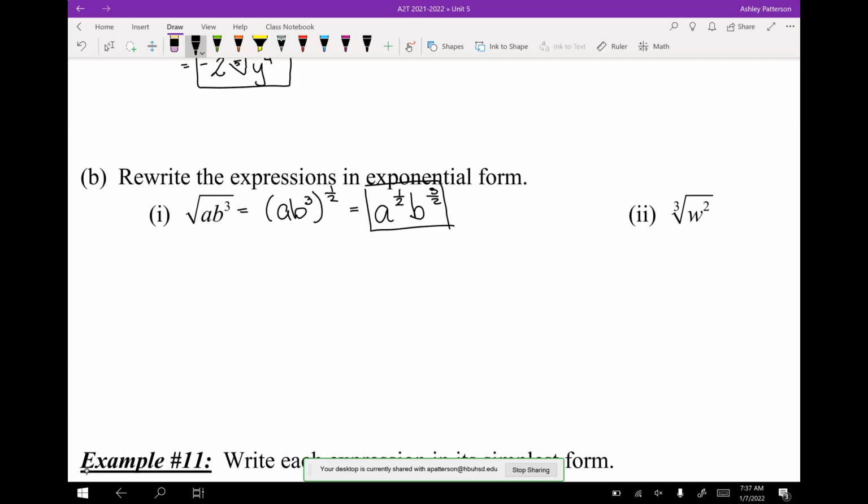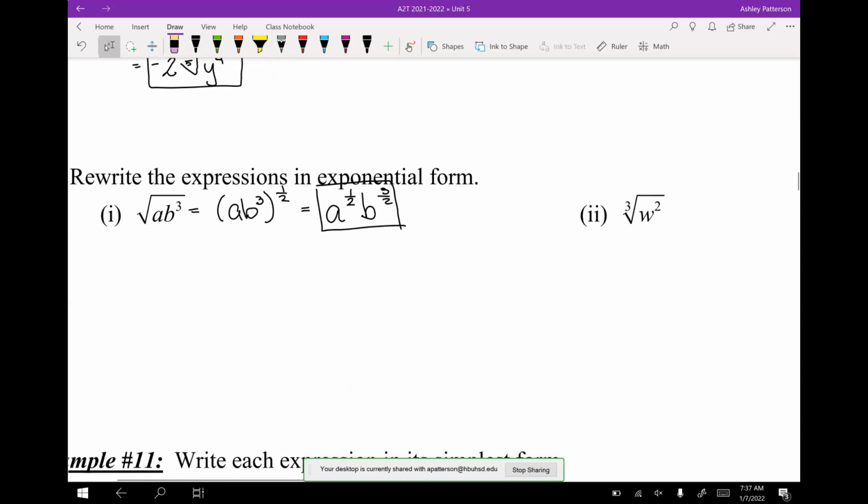Hands up if you have that on your paper, please. Nice. Great, nice job. What about number 2? Can somebody help us? What did you write for number 2? Yes, thank you. W raised to the 2/3 power, since 3 is our index. Nice. Really important that we're comfortable with writing from radical to exponent and exponent to radical form.